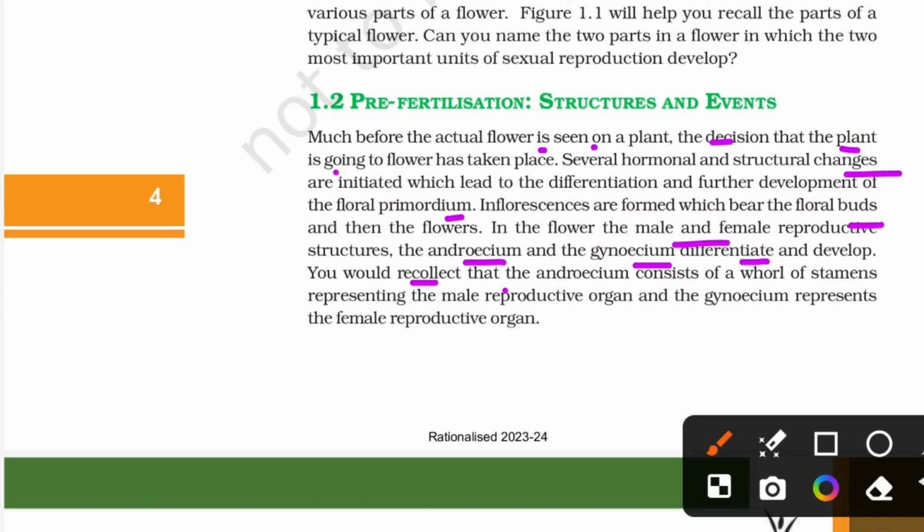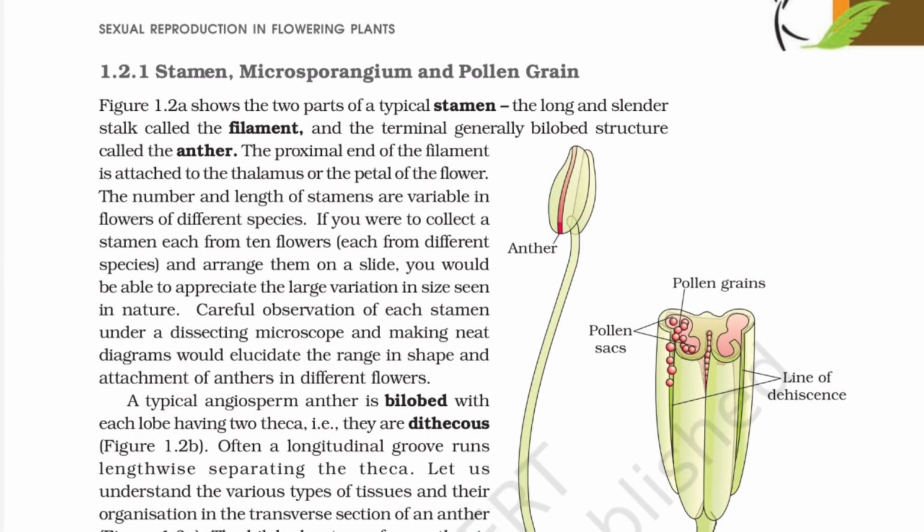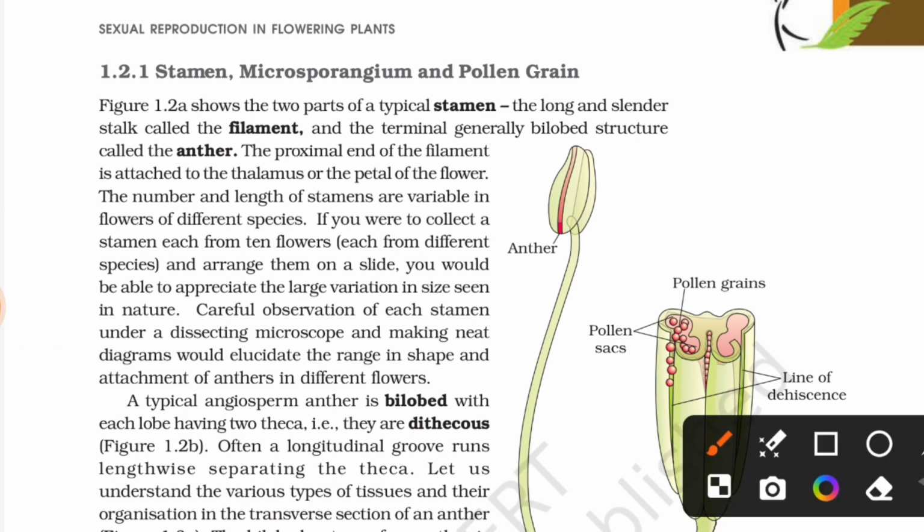You would recollect that the androecium consists of whorls of stamens representing the male reproductive organ and the gynoecium represents the female reproductive organ. Stamen, microsporangium and pollen grain. Figure 1.2a shows the 2 parts of a typical stamen, the long and slender stalk called filament and the terminal generally bilobed structure called anther. The proximal end of the filament is attached to the thalamus or petal of the flower. The number and length of the stamens are variable in flowers of different species.